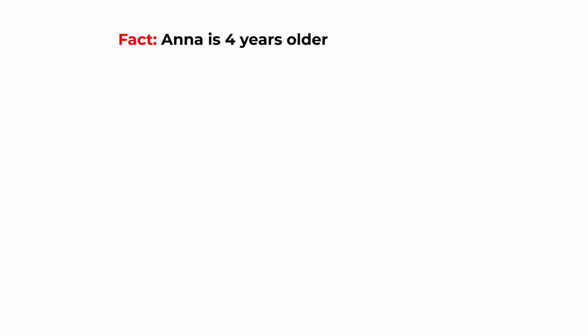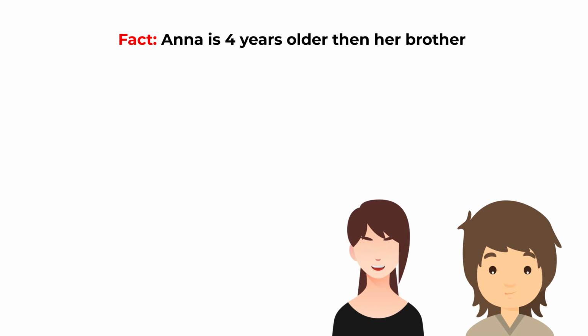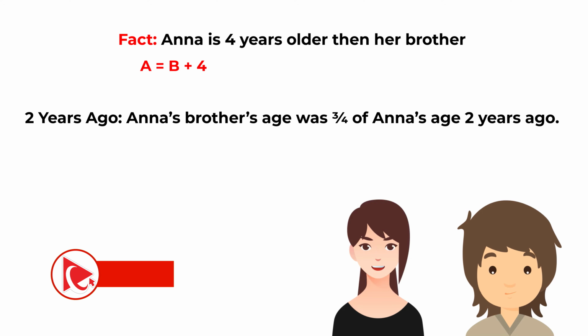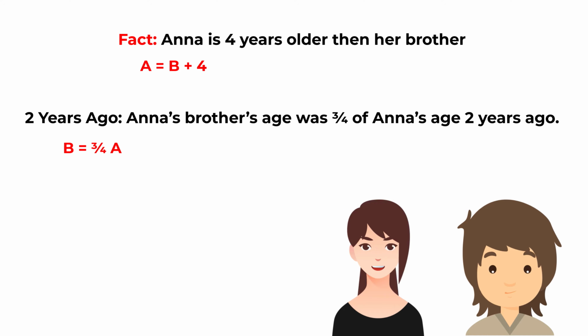In this problem, we're dealing with one fact. Anna is 4 years older than her brother, and this fact never changes. So we can build the formula: Anna's age equals her brother's age plus 4. We are also dealing with an age-specific difference at a moment in time. For example, we've learned that Anna's brother's age was 3/4 of Anna's age 2 years ago. So let's do calculations for 2 years ago. Brother's age equals 3/4 of Anna's age.